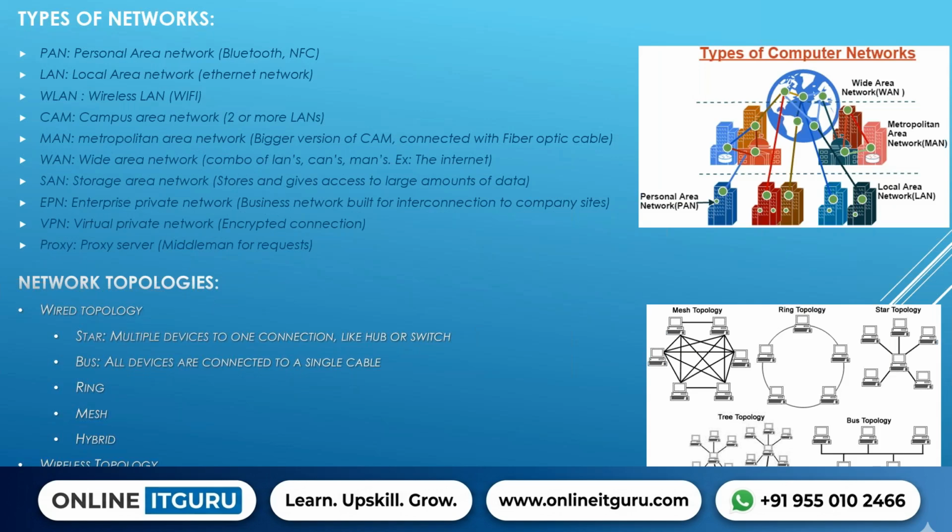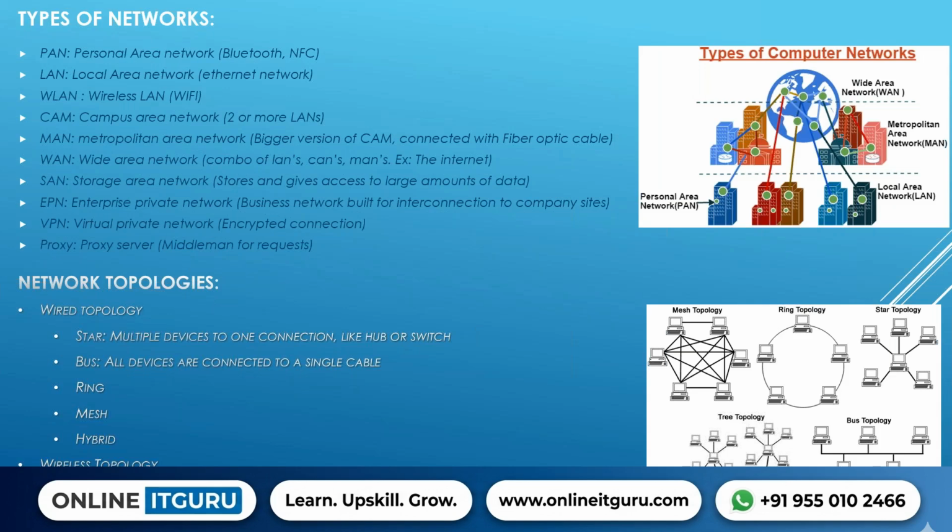We use a storage area network to basically store and give access to large amounts of data to a large number of people. Corporate companies usually use enterprise private networks, which is a network in their own company, catered to their needs. And then we use a VPN to basically encrypt our connection when we're browsing the internet.